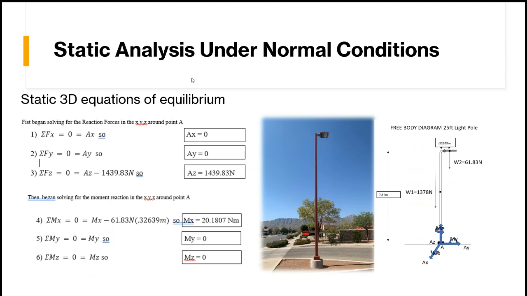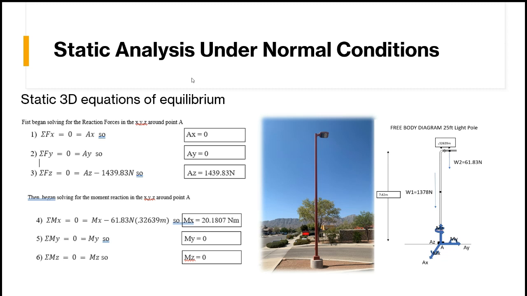So solving for the static 3D equations of equilibrium, we can set everything else to 0. We solve for x, and that would be equal to 0 because there's no forces acting in the x direction. We can solve for y, and y would be 0 because there's no forces acting in the y direction at the moment. But z does have a support reaction of 1,439 newtons due to the light pole weight in the z-axis. So the light pole and the light fixture combined would give us that support reaction.